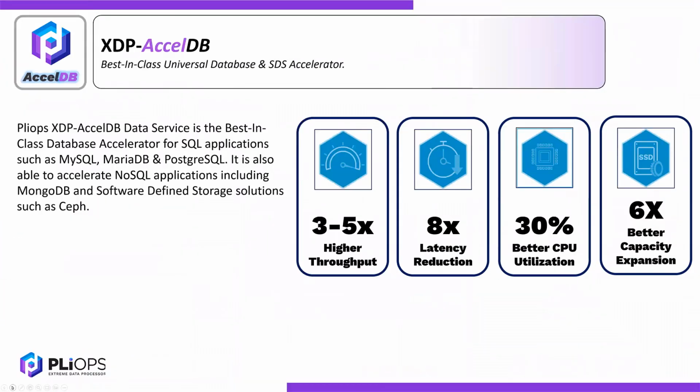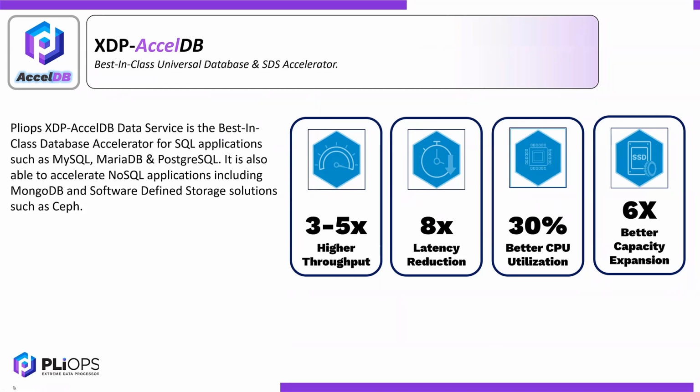A little bit about ExcelDB. So now, how do you pass some of this NVMe goodness to an end user, specifically the database users? So PlyOps XDP ExcelDB is exactly that. It's tuned to work with solutions like MySQL, Maria, Postgres, even Oracle and SQL Server and Mongo. And the pillars around performance is it gives them 3 to 5x higher performance, 8x latency reduction, 30% better utilization, and 6x better capacity expansion.